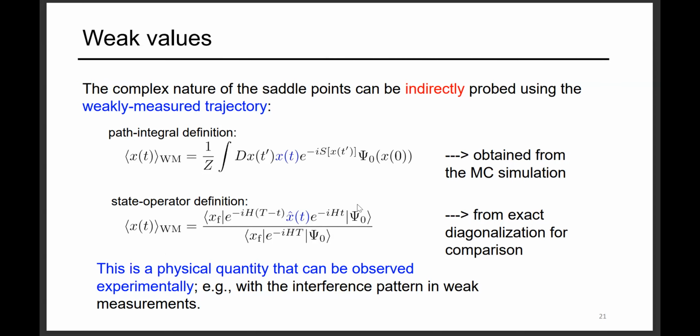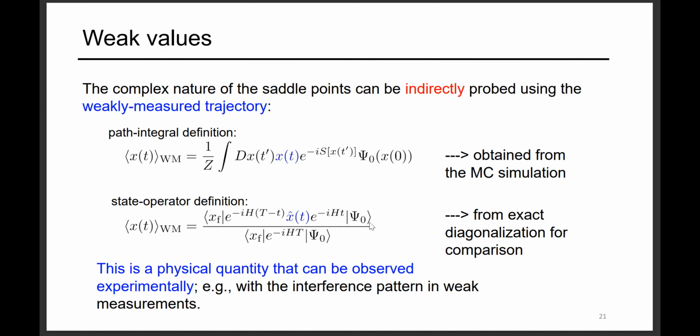Maybe you might be familiar with this definition. We have some initial wave function, and we perform some time evolution up to a small time t, and then we put in the position operator, which is Hermitian, and then we perform another time evolution until the time reaches capital T, and then we sandwich with another state xf here. Then we normalize by this state. This is the definition of the weakly measured trajectory, which is complex in general.